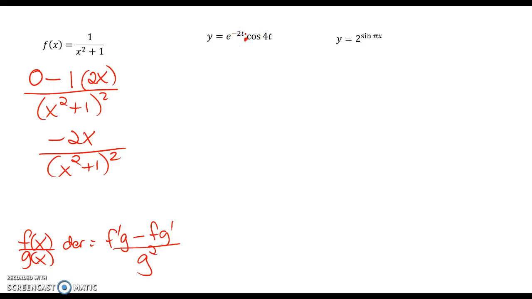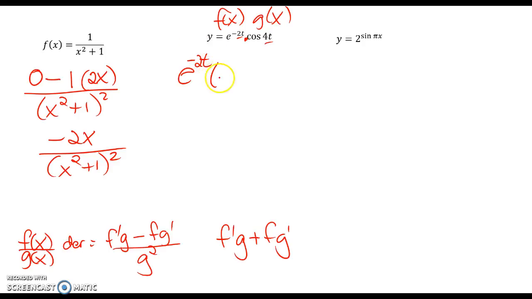Right, this one here will be the product rule, but also incorporating the chain rule, because we have some inside functions going on there. So our product rule is f prime g plus f g prime. So we're going to start with the derivative of e to the minus 2t. Well, it's e to the minus 2t times the derivative of this up here, which is negative 2. Now times g, right, plus e to the minus 2t times the derivative of cosine of 4t. Well, the derivative of cosine is negative sine of 4t, right? And then we have to do the derivative of the inside, which is 4.